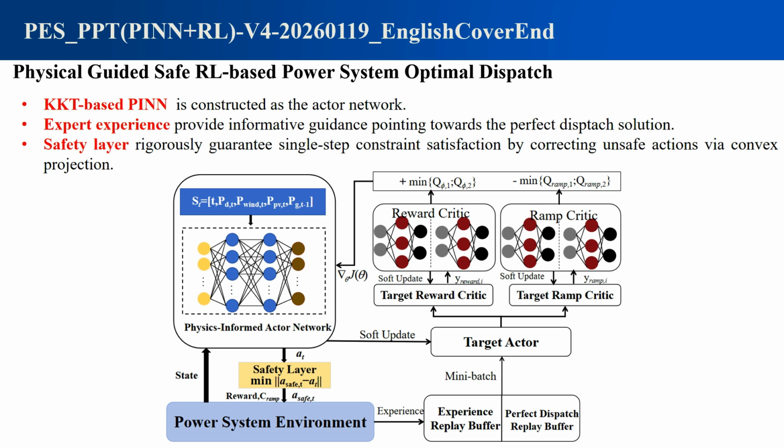The correction solves a projection problem that minimizes the distance between the proposed action and the feasible action. The diagram also shows reward critics and ramp critics, each with target networks and soft updates. This design separates economic return from ramp constraint risk. The power system environment feeds states and rewards back to the learning process, while the perfect dispatch buffer and experience buffer jointly shape training. The result is an RL policy that learns but does not freely ignore dispatch physics.